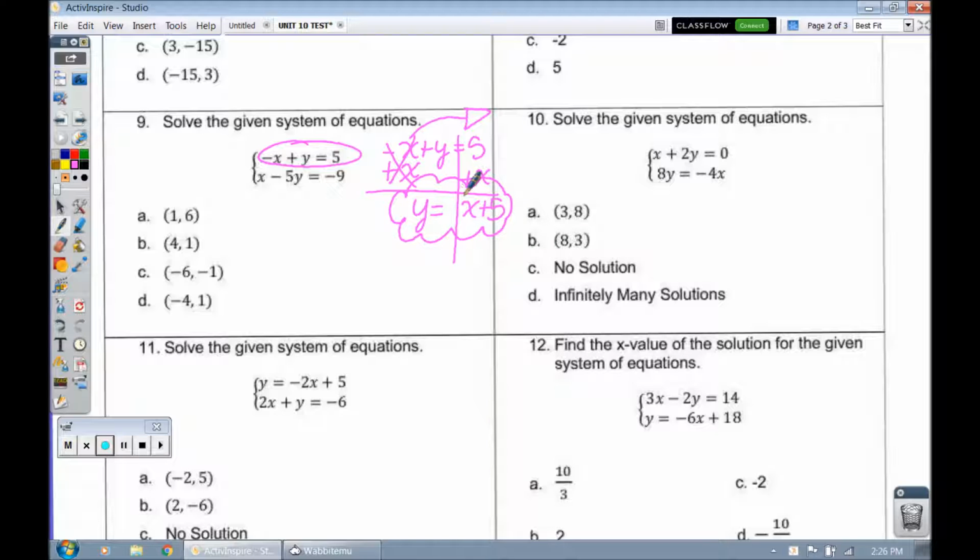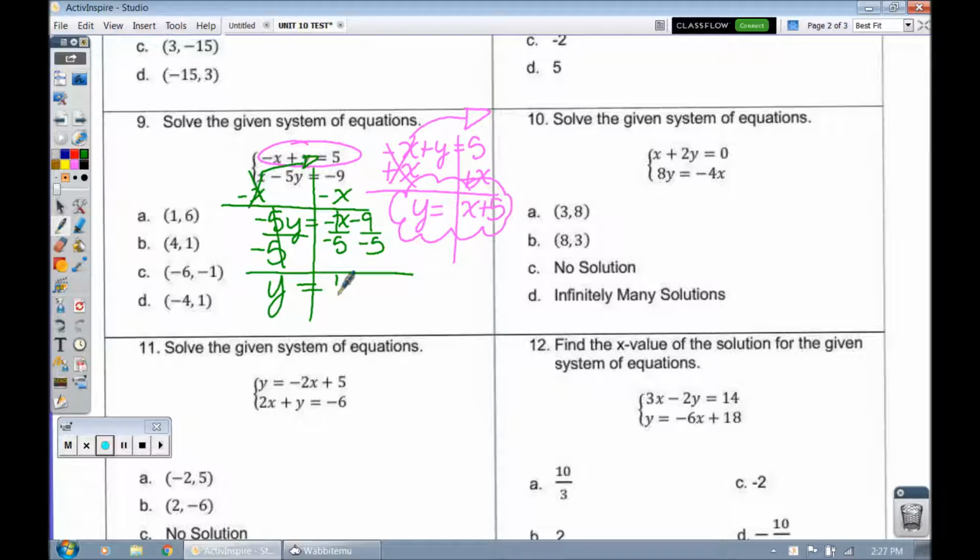See, it's in y equals. Now we need to get this other guy in y equals here. So we'll just use this, split it up, move the x to the other side. It becomes minus, minus. And this would be negative x minus 9. And then you can divide everything by negative 5. You get y equals a negative 1 divided by a negative 5 is a positive 1 over 5, or 1 over 5x. A negative 9 divided by a negative 5 is a positive 9 over 5.